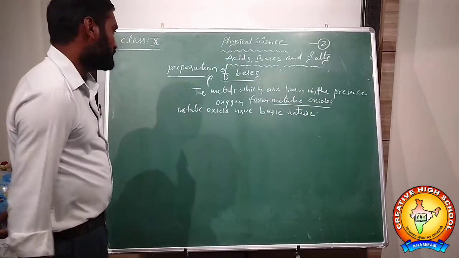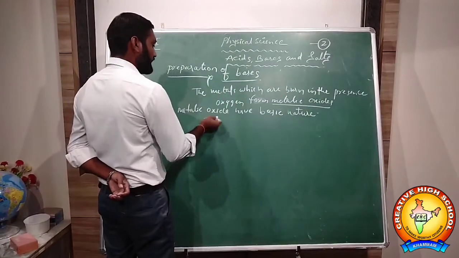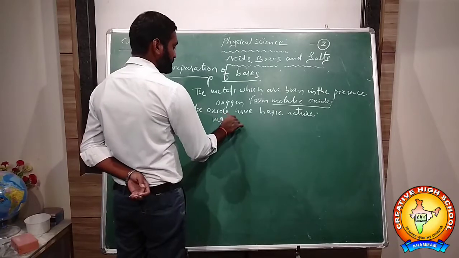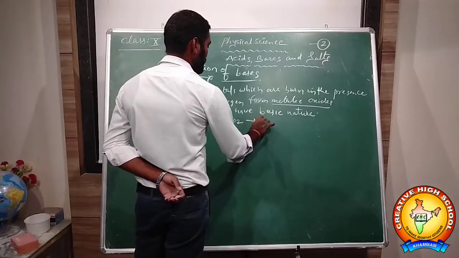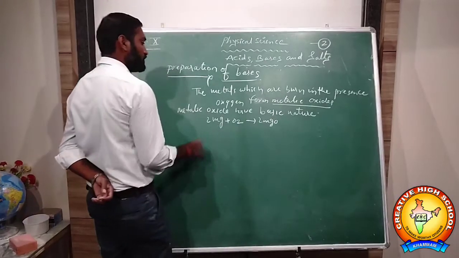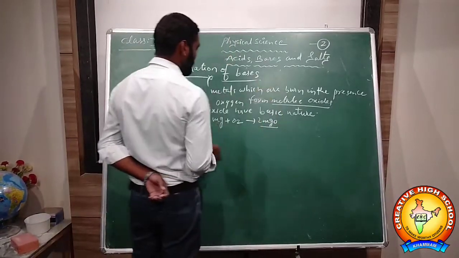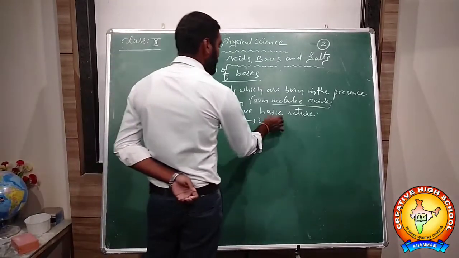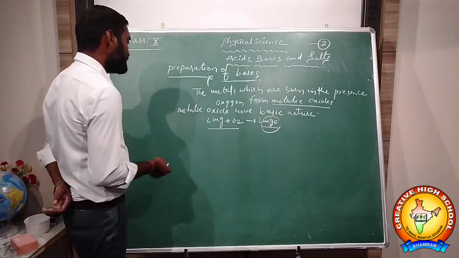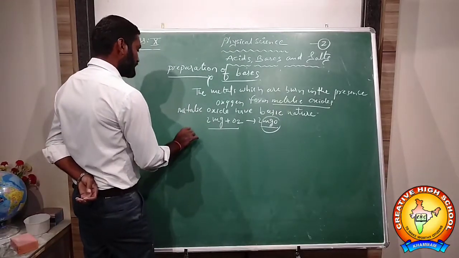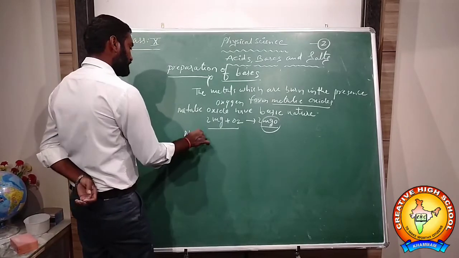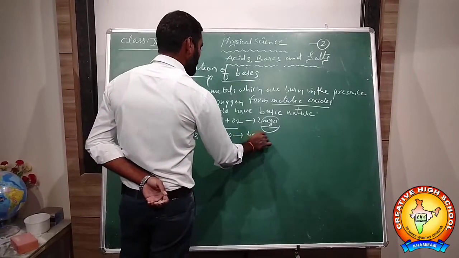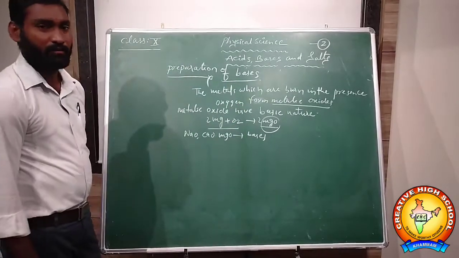Basic in nature. For example, Mg, Na, Ca. Take Mg: Mg plus O2 gives rise to MgO, magnesium oxide. This magnesium oxide is a base. These oxides, for example sodium oxide, calcium oxide, magnesium oxide, are bases. Metallic oxides are basic in nature.